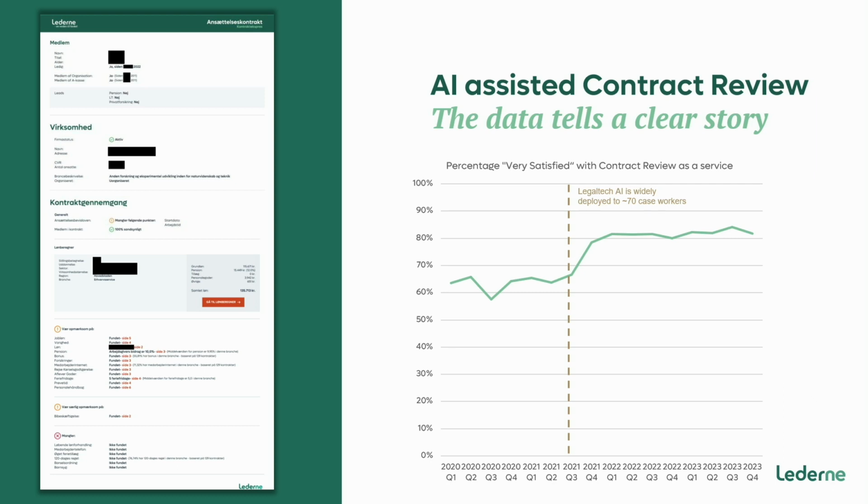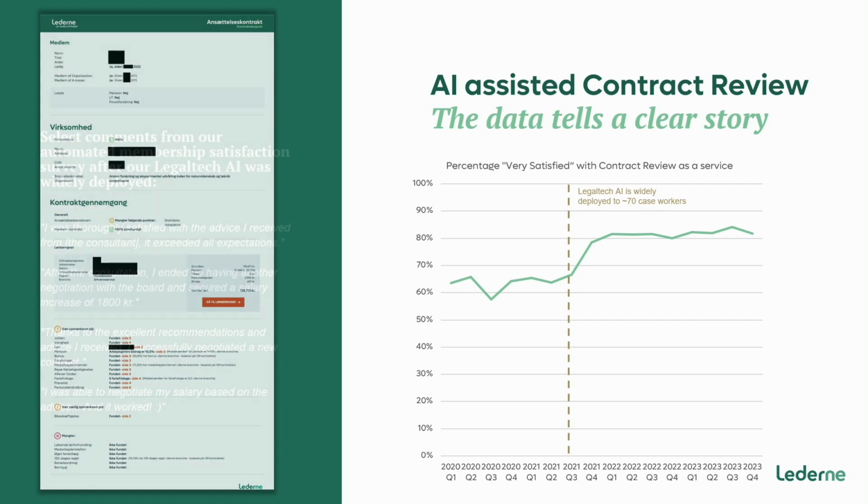And as you can see, this is the amount of people who said they're very happy with the contract review as a service. And that line has never been above 70% pre this model. It's now never been below 80%. I'm not sure I can attribute everything to the AI model, but it sure is nice to see these kinds of numbers, so we can document the positive change we do with AI.